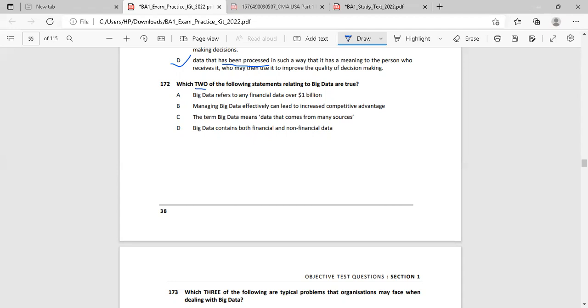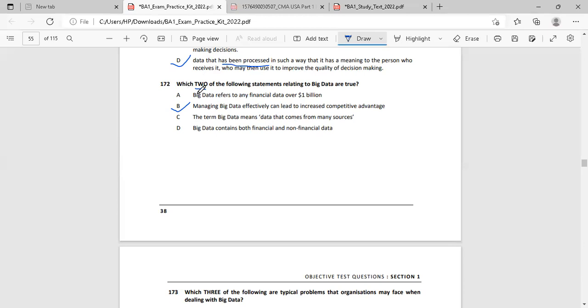Fine. So here we see that three of them are correct. We are asked to select only two of them. Managing big data effectively can lead to increased competitive advantage. Very true about that. There is no doubt in that. It is more dependable, reliable. That is the answer.